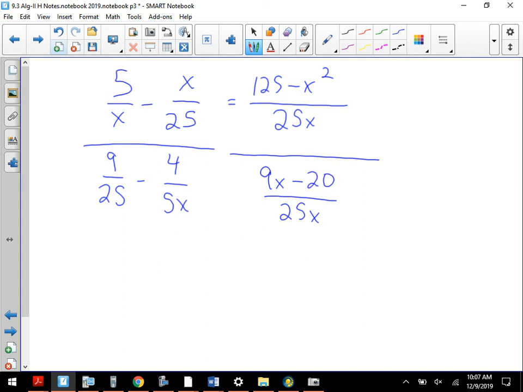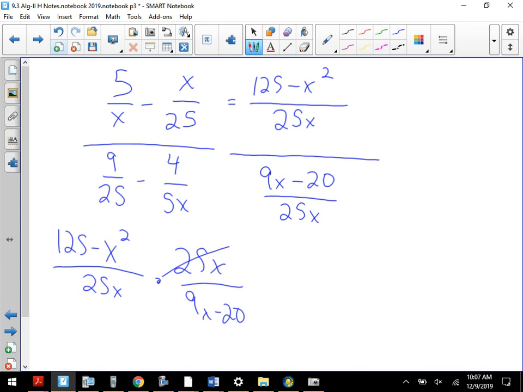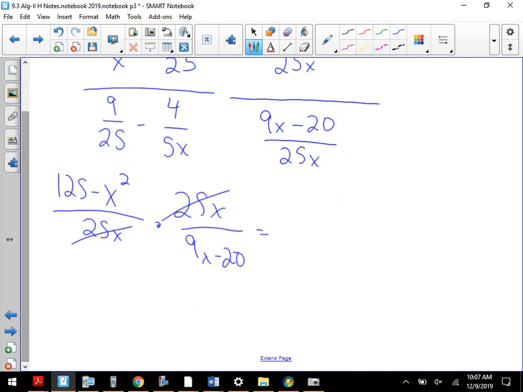Okay. Same change flip. 125 minus x squared, 25x times 25x over 9x minus 20. And there's really nothing left to do.